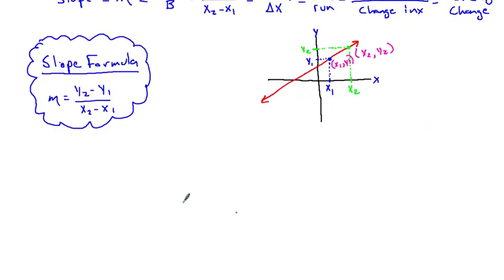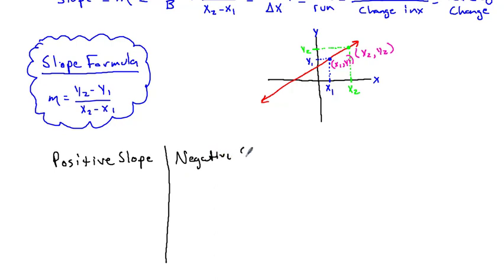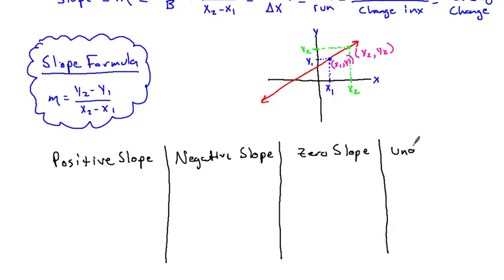All right, we're going to write down 4 things that you should know perfectly. The first one is positive slope. We're going to write all 4 of them across here. So positive slope, there is negative slope, there is zero slope, and there is going to be an undefined slope.